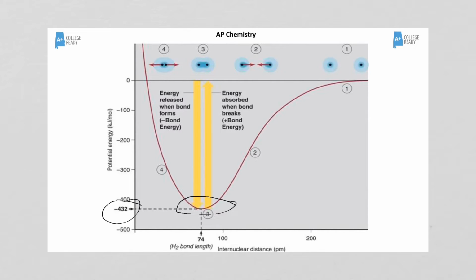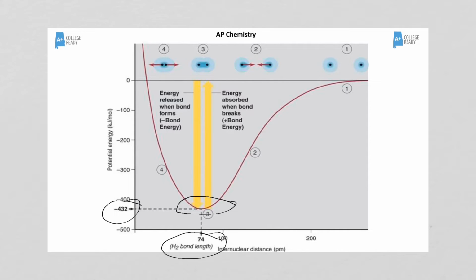Notice it has a negative sign. So it's not negative as in below zero, it's negative as a direction. 432 kilojoules per mole of energy is released when this bond forms, and it also tells us how close those atoms are together. Notice it says internuclear distance. That is what we call bond length.